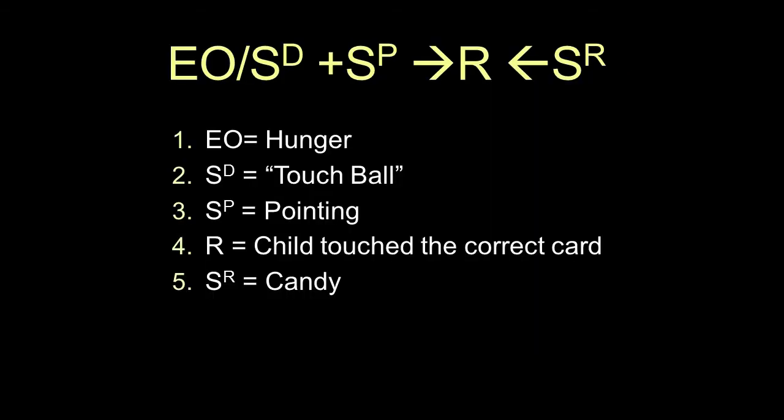Let's summarize what we just did. The EO, or establishing operation, was hunger. We cued this by showing the child the bag of M&Ms before starting the trial. The SD, or instruction, was "touch ball." The SP, or prompt, was pointing. The R, or response, was the child touched the correct card, and the reward was candy. Now let's talk a little bit about each of these components.